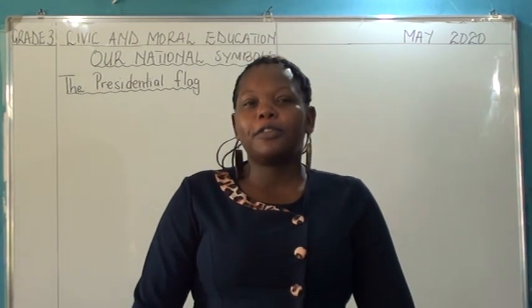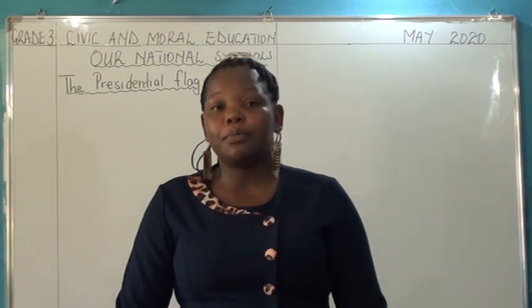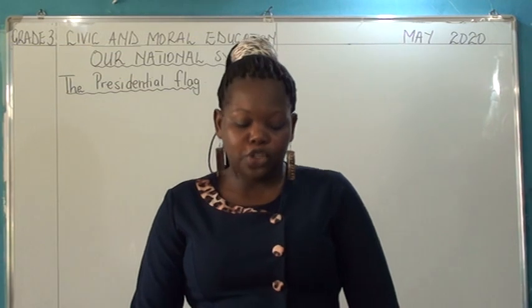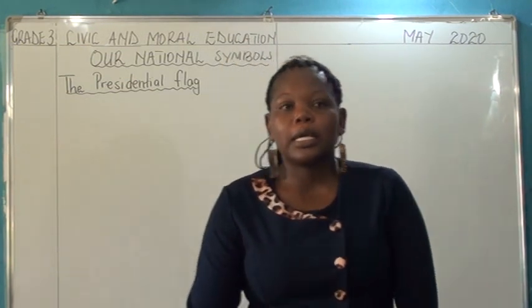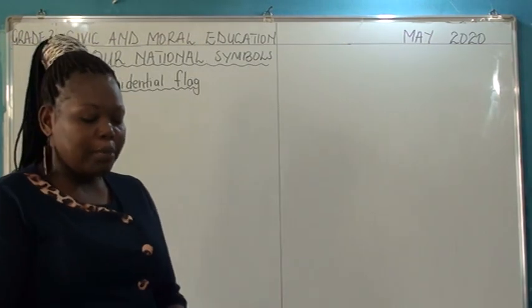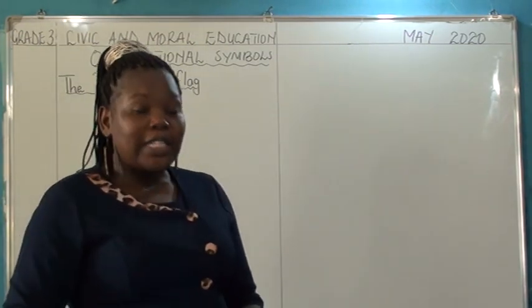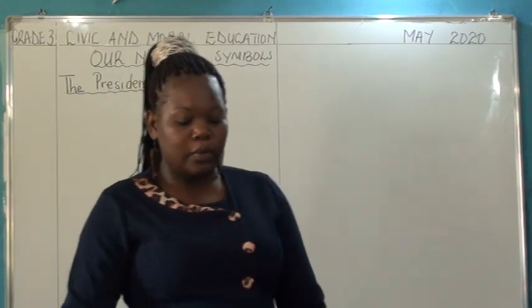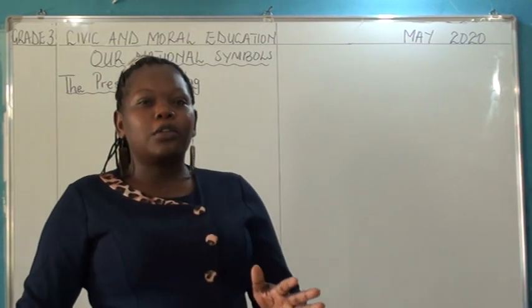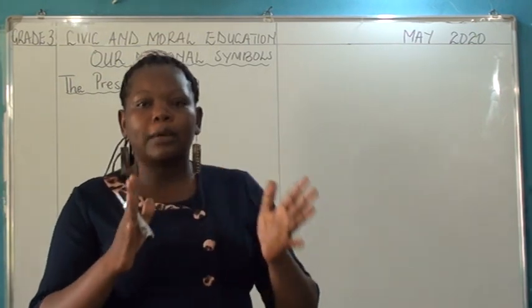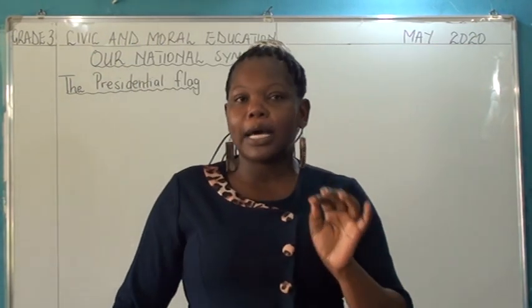Now, the presidential flag is a very important symbol in the nation of our country. It is green in color and has a blue boundary. So it has two major colors, green and blue. The presidential flag has the national coat of arms in the middle without the man and the woman.